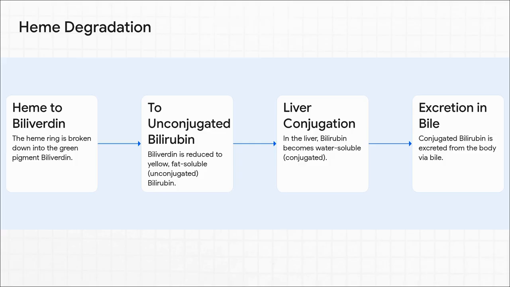Now, this first version of bilirubin is unconjugated, which just means it's fat-soluble and the body can't get rid of it easily. So it hitches a ride to the liver, which is basically our body's processing plant. The liver sticks a molecule onto it, we call that conjugation, which makes it water-soluble, and only then can it finally be excreted from the body in our bile.